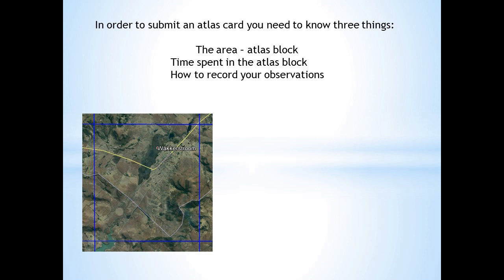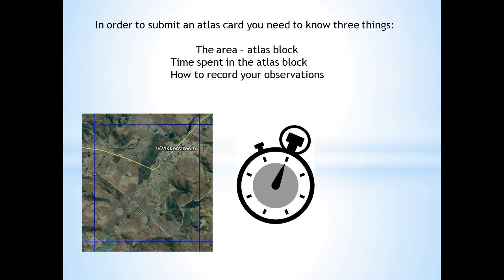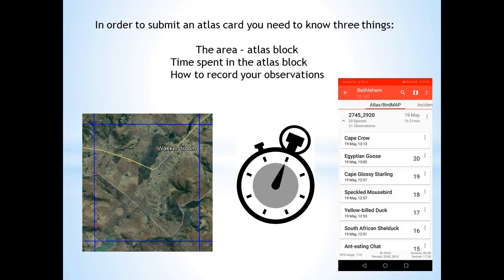So let's get to the nitty-gritty of the protocol. You need to know at least three things in order to submit an atlas card. The first is what a pentad is. Secondly, how to record the amount of time atlasing. And thirdly, how to record your observations. That is it, just three things. Cannot be easier.